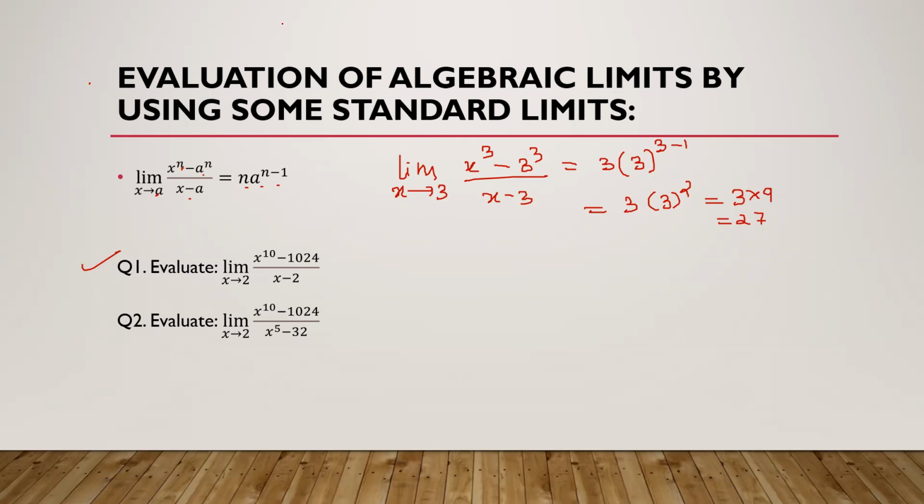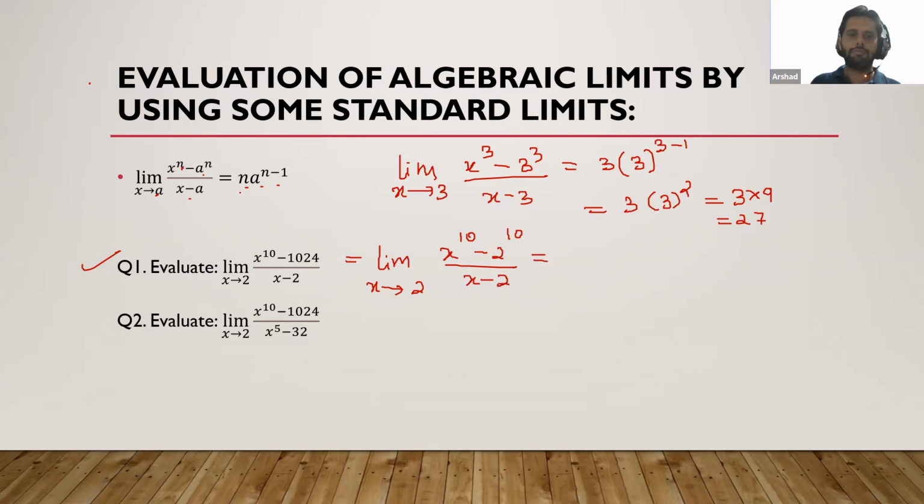Can you tell me in terms of, let me complete this. 10 into 2 raised to 9, sir. Okay, great. So all of you please check here. This is limit x tends to 2, x to the power 10 minus 2 raised to power 10 by x minus 2. So as per the formula, n means 10, a means 2, n minus 1 means 10 minus 1. So this is equal to 10 into 2 raised to power 9. And once you multiply this, you will get the correct answer.